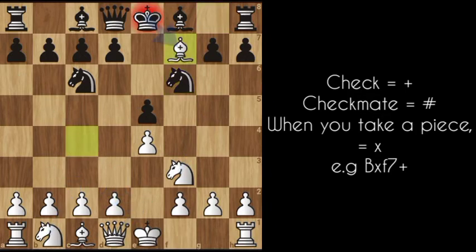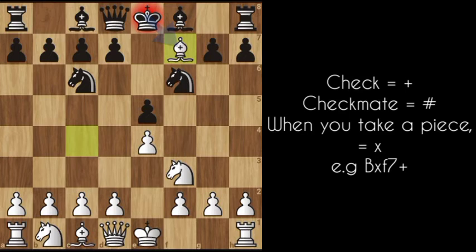Now it takes with a check. So how you write this is Bxf7, because it's on the f file, and it is taken with a check, so it's written as Bxf7+. Now this is not a standard move you make in any chess game. It's just to illustrate the point.